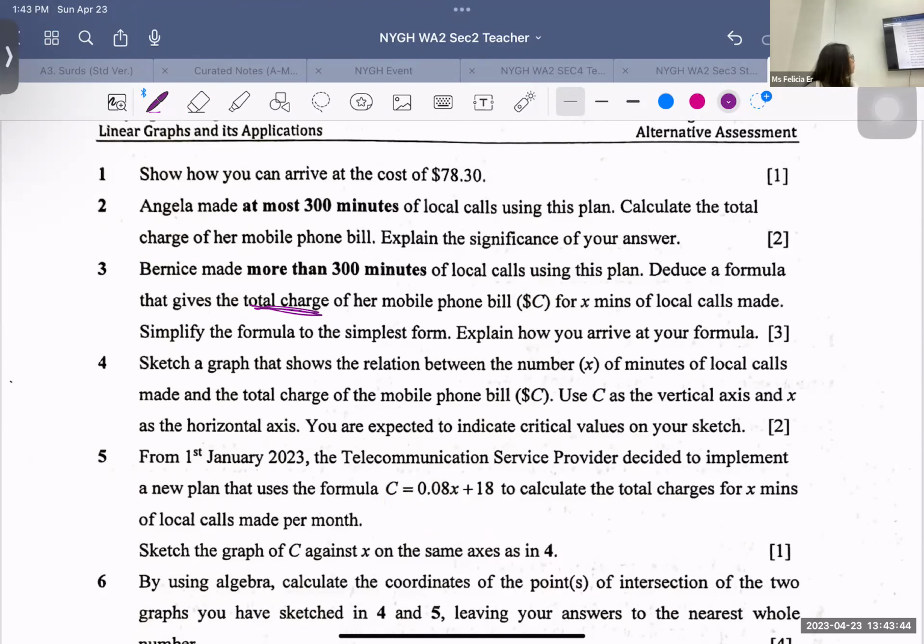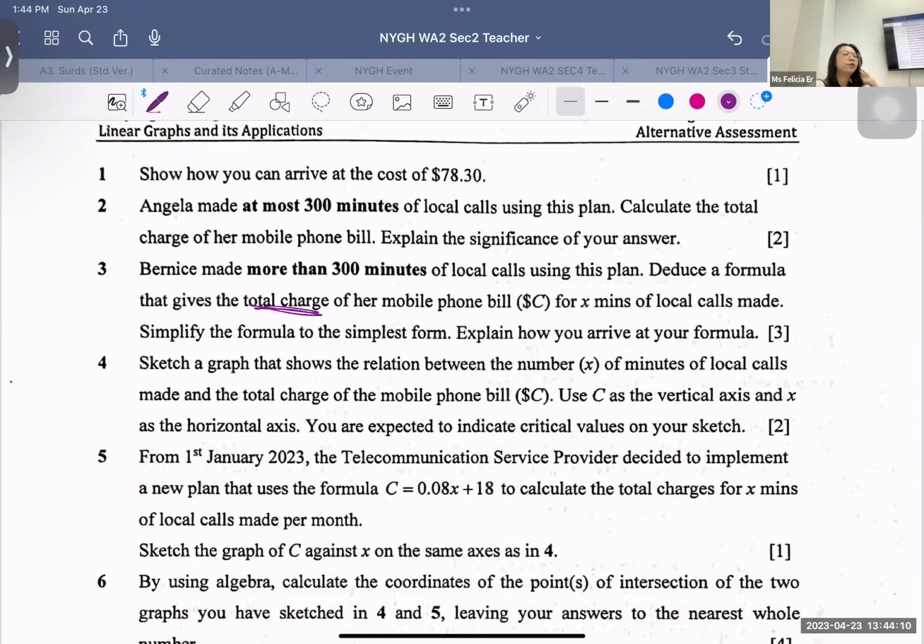Okay, and they ask you to deduce a formula. So in your head, how do you deduce this formula? You should ask yourself, how do I write out a formula whereby only after the 300 minutes, I then multiply by 0.19? Why 0.19? Because every 1 minute is charged at 19 cents. So how do I write this formula out?